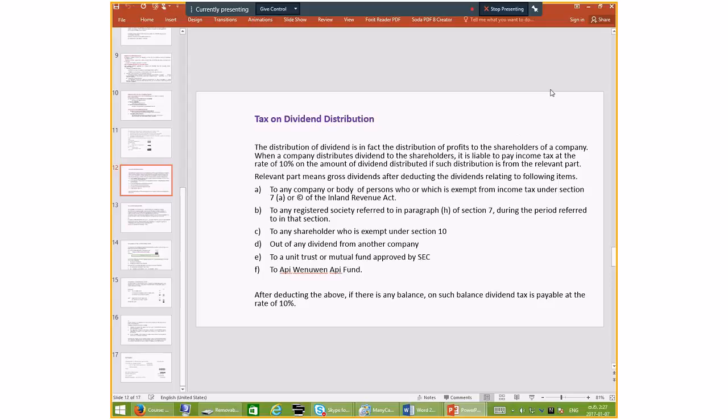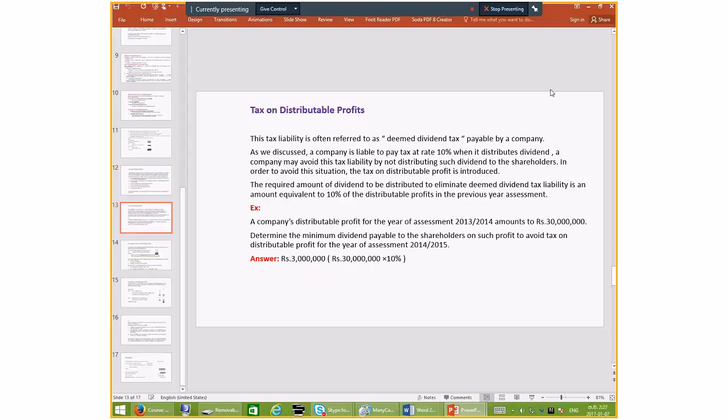Right. Then, deemed dividend tax is applied where a company has not distributed at least 10% of its retained profit of the previous year on or before 30th September of the succeeding year of assessment. If the company made a profit of 100 million for the year of assessment 2014/15, based on that profit, after computing distributable profit according to the Inland Revenue Act, they arrived at, say, 80 million of distributable profit.